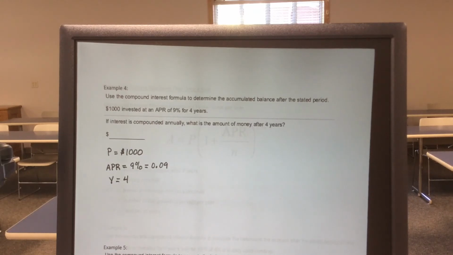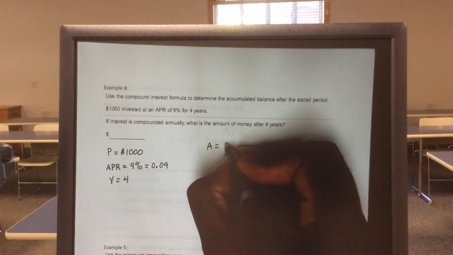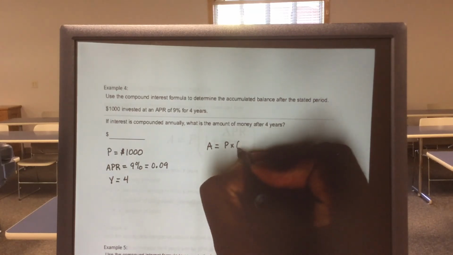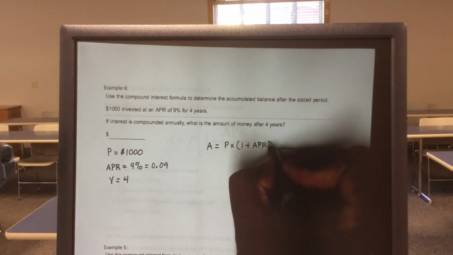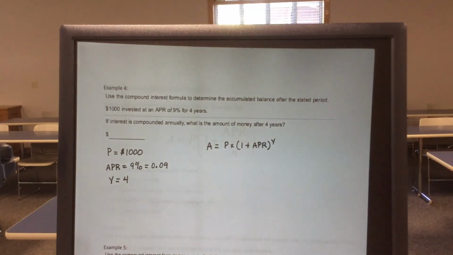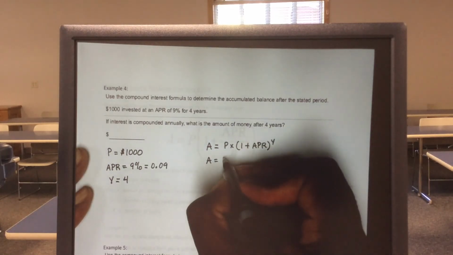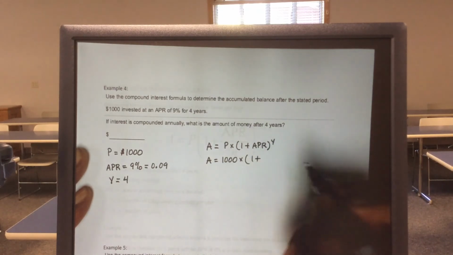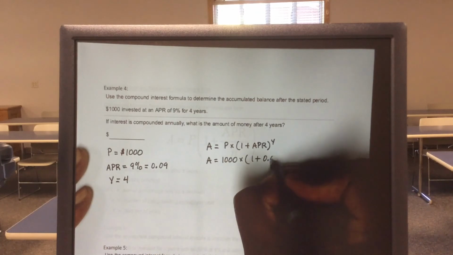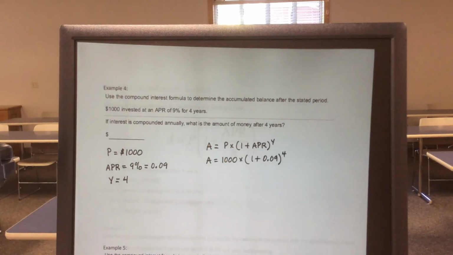So now we can use our formula of A is equal to P times the quantity 1 plus APR raised to the Y power. So here your P is going to be $1,000 times 1 plus your APR of 0.09 raised to the Y, which is your 4.